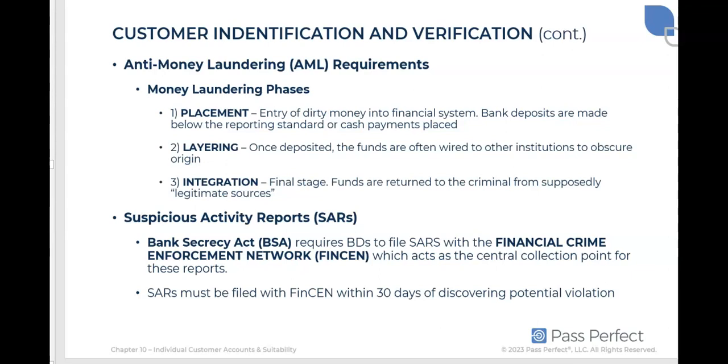Anything like that. All right, so the suspicious activity report has to be filed with FinCEN within 30 days of the potential violation. And like I said before, that sure sounds like a long time, but it's within 30 days. It doesn't have to be 30 days.